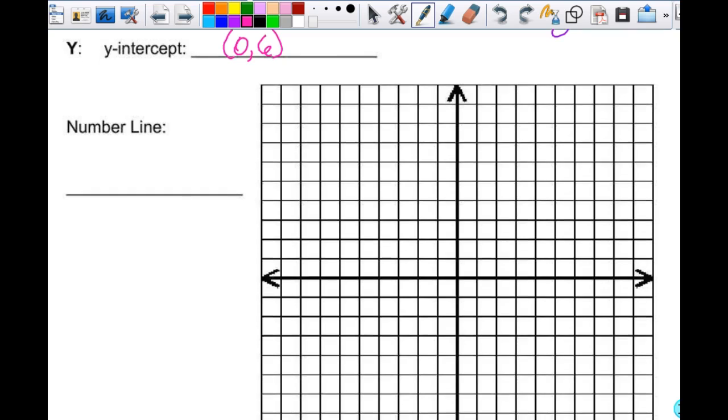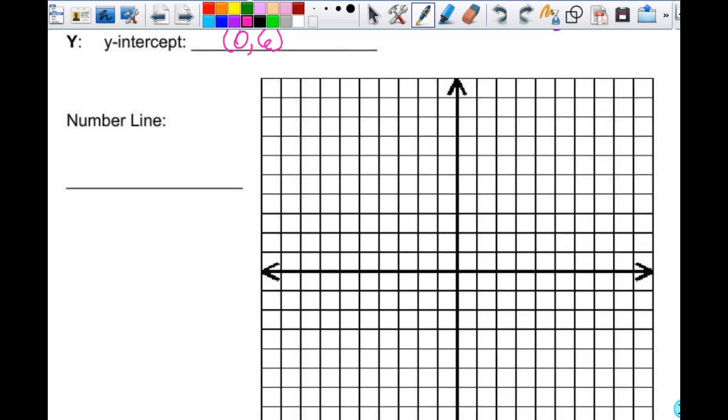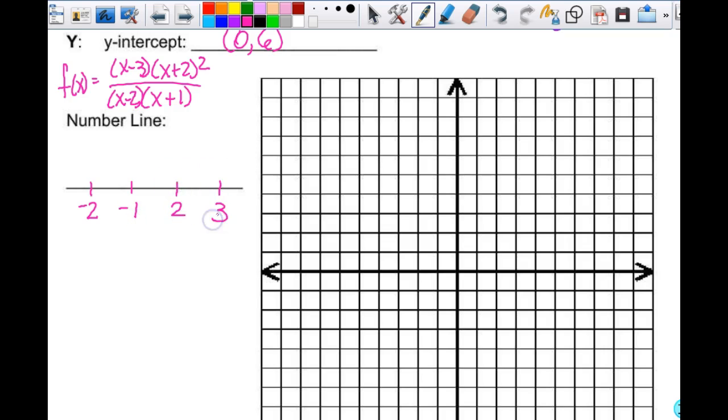So on my number line, let me rewrite my thing. I can't see it. Here I want the factored form. This is x minus 3 times x plus 2 squared over. All right. So on here I have a negative 2, negative 1, 2, and 3. All right, so this one again, this is going to be positive no matter what, so I can just ignore it. So start with negative 3.